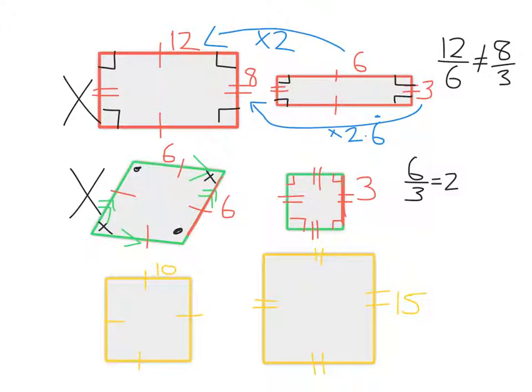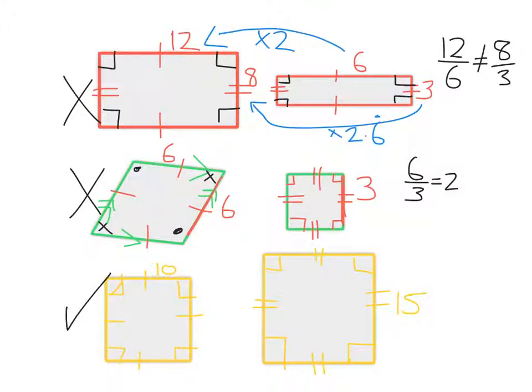So let's look at the third set of shapes. I'm telling you that they are both squares. So that means both of them have all angles equal to 90 degrees. Now it turns out whenever you have any two regular shapes, as long as they've got the same number of sides, they will be similar. So these two shapes are similar.